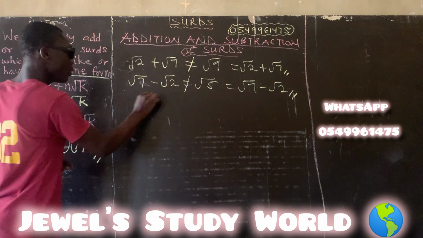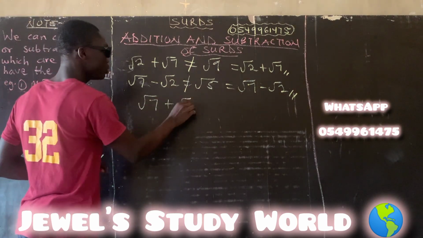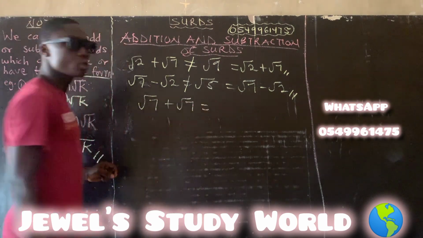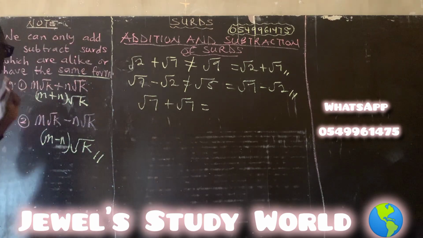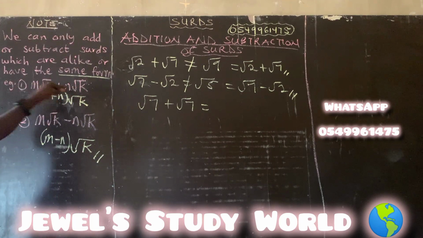Note this one too. The square root of 7 plus the square root of 7 is equal to, note that from here we add the numbers in front of the square root.